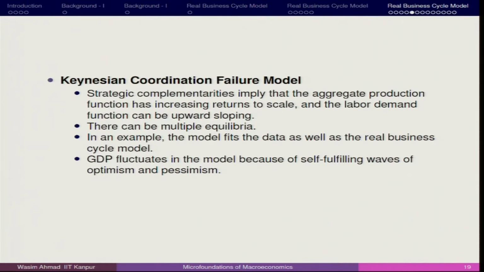So, this is how they try to explain. Overall, what is the meaning of the Keynesian coordination model? The Keynesian coordination model talks about the interdependence between industries, between firms, between sectors. One firm may be using the output of one sector as an intermediate good for producing the final product. So, there also you have the case of strategic complementarities.